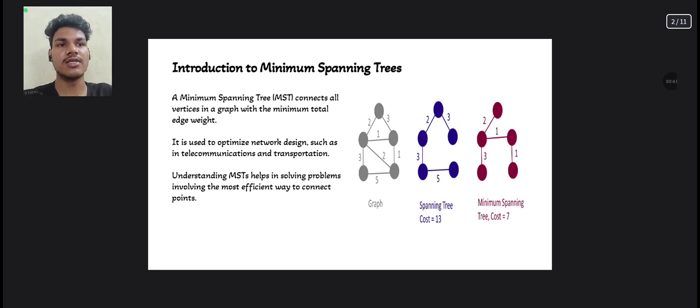In the other diagram, the minimum spanning tree costs 7. Here also the spanning tree touches the edges only. It is used to optimize network design in telecommunication and transportation systems to find the best routes in day-to-day lives. Understanding the MST helps in solving problems involving the most efficient way to connect points. It's nothing but connecting points, which makes the way easy.